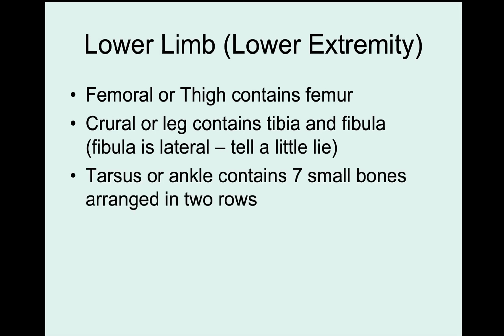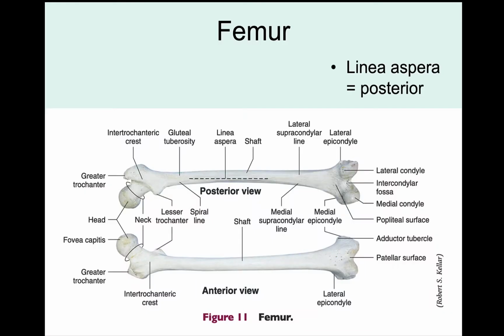The tarsus, also called our ankle, has 7 bones instead of 8 that are also arranged in 2 rows. Let's start with the femur. We can see in this bottom image that we are looking at the anterior surface of the femur, and in the top image, we're looking at the posterior surface of our femur.